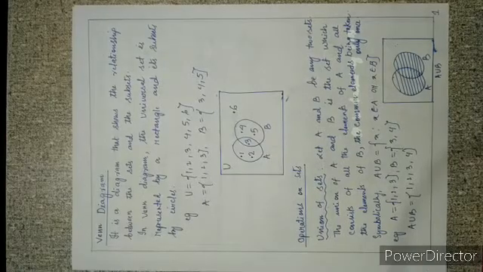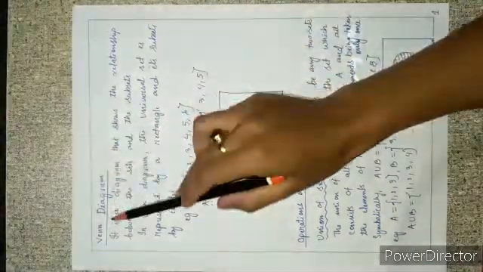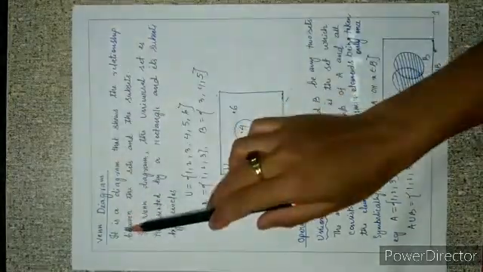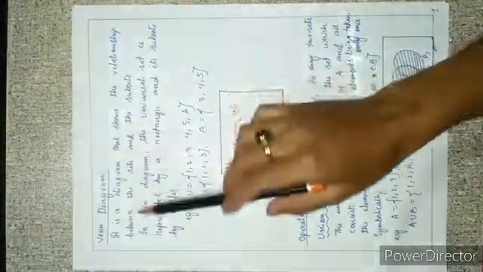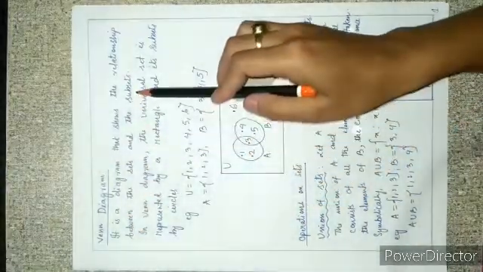Good morning, students. For today, we are going to learn about Venn diagram. Venn diagram is the diagram that shows the relationship between the sets and the subsets.